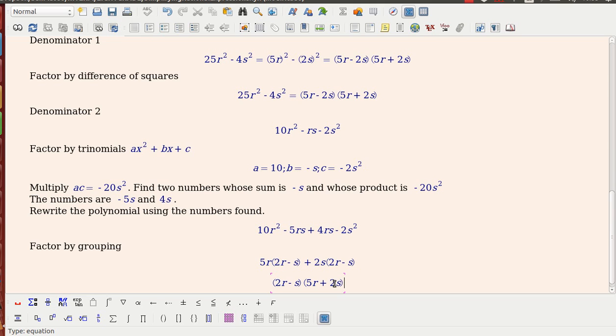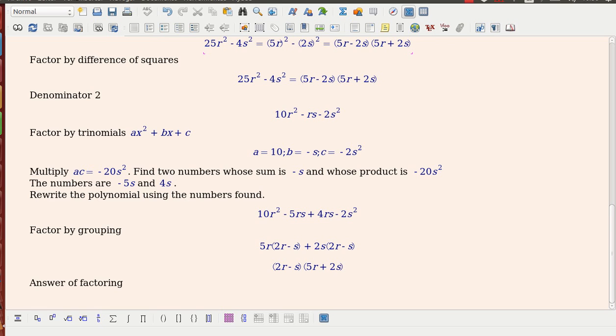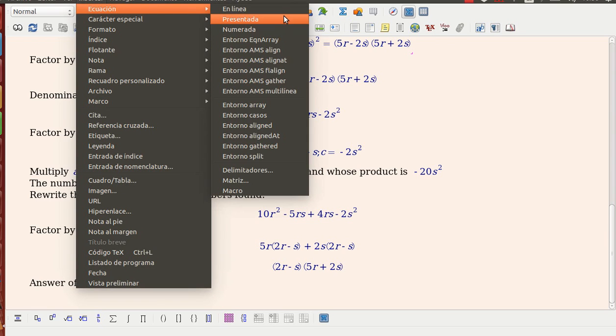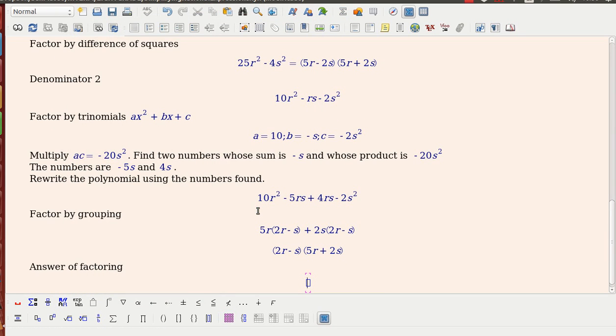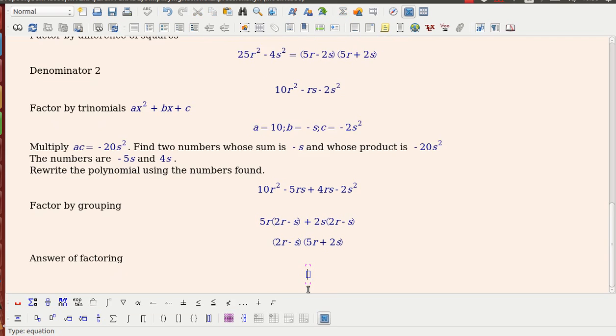Then we factor completely denominator number 2. Let's write the answer of factoring. So 10r squared minus rs minus 2s squared equals the product of the factors.